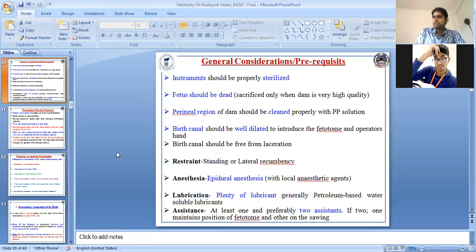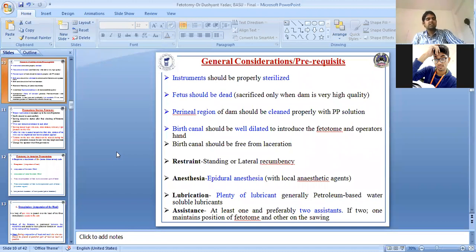Plenty of lubrication is very necessary in the case of phytotomy because you introduce your hand along with the phytotome, along with other things like the obstetrical chains or ropes and so many things. So it is very necessary to use proper lubrication, either petroleum-based or water-soluble lubricants, or CMC, carboxymethyl cellulose, or other things.